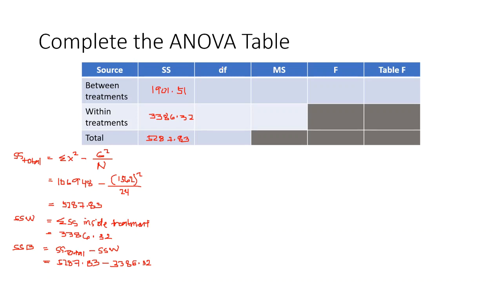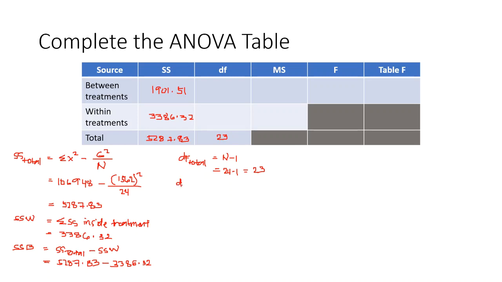Now, we need to find also the degrees of freedom here. So for the degrees of freedom, we have 3 different equations or formulas. We have for the total, the within, and the between. So for the DF total, that is equivalent to capital letter N minus 1, or 24 minus 1, that is 23. So our degrees of freedom here is 23.